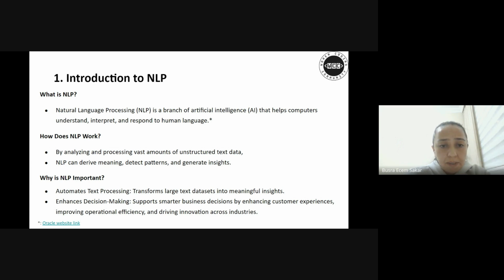Why is it so important? Because it automates text processing, allowing businesses to transform large text data sets into meaningful insights. Also, it supports smarter decision making, like detecting fraud, as we mentioned before. It is also enhancing customer experience and improving operational efficiency, like chatbots. So that's why it is important.